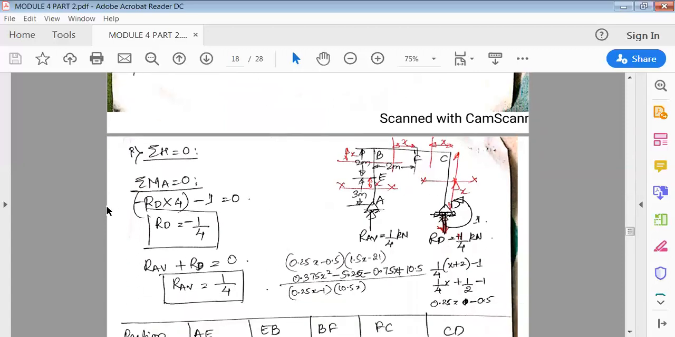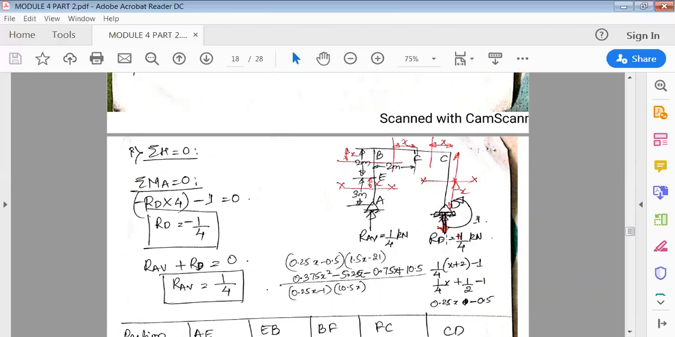Then everything will be the same as usual, summation H. To find this, first we'll find reactions RAV and RD. So summation H is equal to 0, there are no horizontal forces. Then summation V is equal to 0, so it is RAV plus RD is equal to 0. And then we have the third equation, that is moment about A is equal to 0.